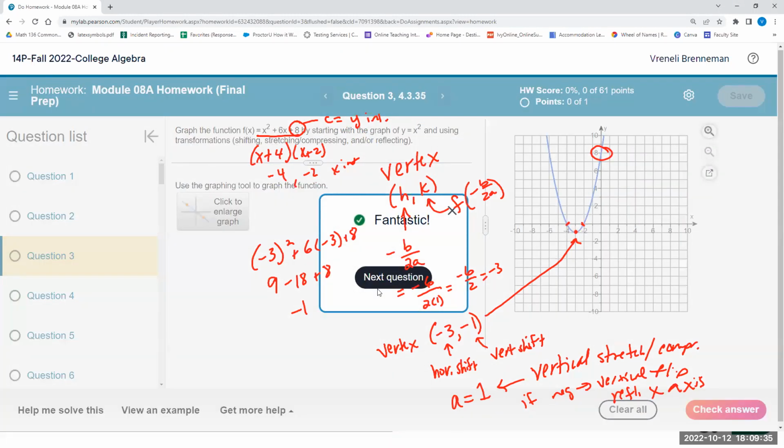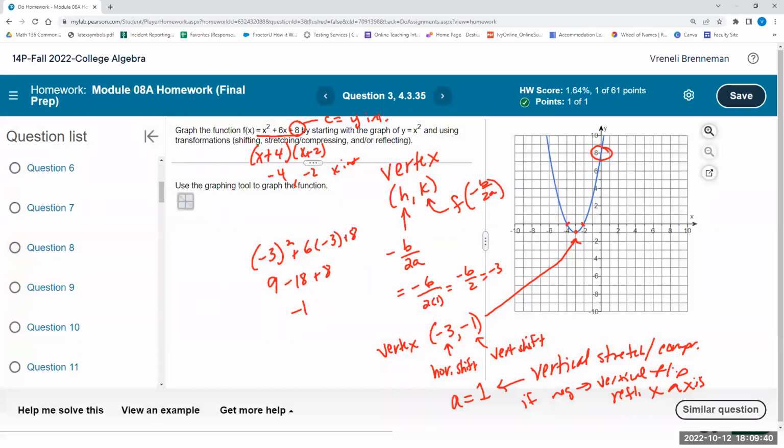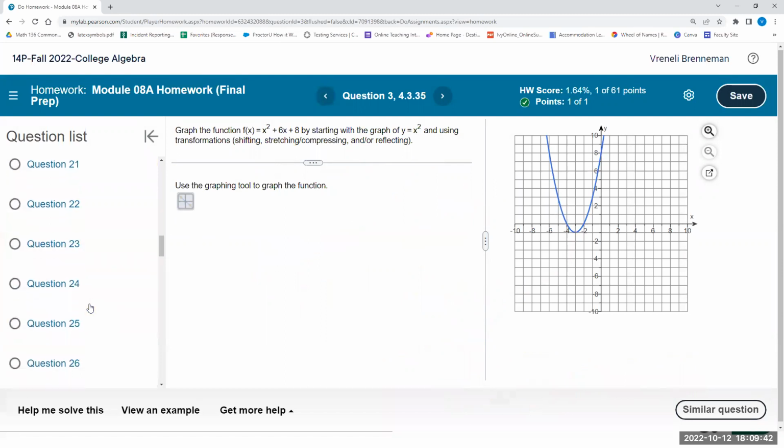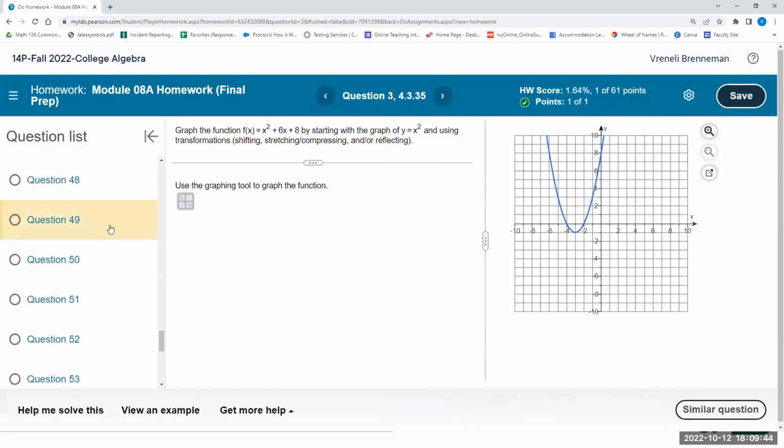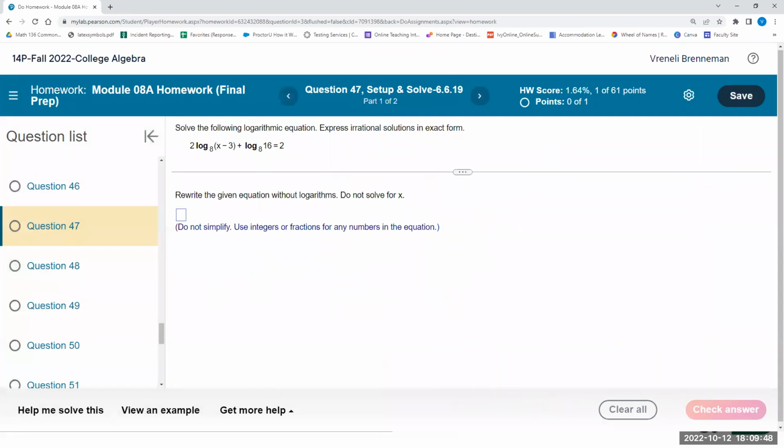All right, and then number 47 was also requested. So solving this logarithmic equation. So solving logarithmic equations, you want to get either a log of something equal to something, so that form that then you can rewrite into exponential form.